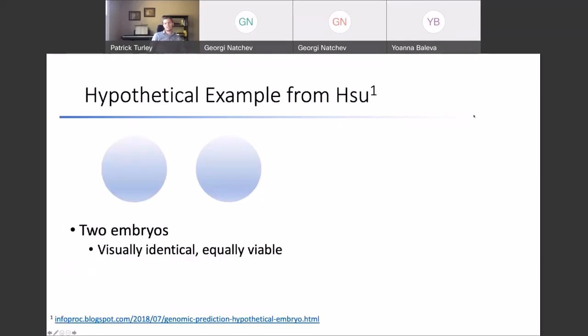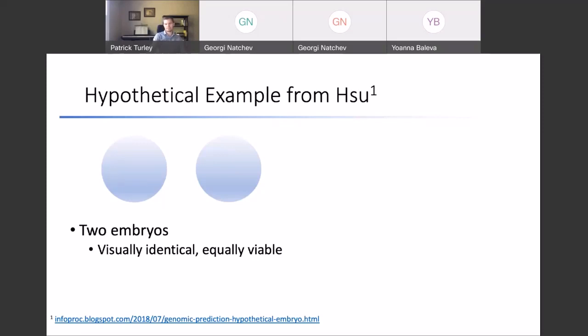So to kind of guide my talk and talk about some of the issues underlying why embryo selection may or may not be a good idea, I want to start with a hypothetical example from the blog of Steve Hsu. Steve Hsu is the founder of one company that offers embryo selection. In his blog, he said, consider that there's a couple who are undergoing IVF, and through IVF, they produce 2 embryos. They're visually identical. They appear to be equally viable.